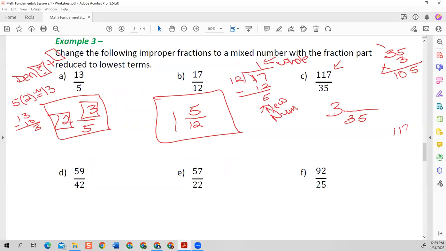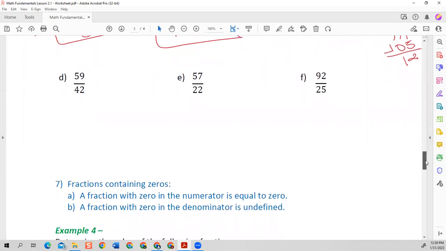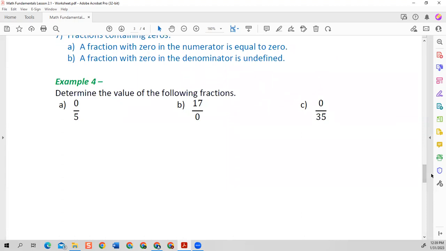So if I take that 117 and subtract that 105, what do I get? 7 minus 5 is 2, 1 minus 0 is 1, and then 1 minus 1 is 0. So 12 doesn't reduce. So that is my final answer. All right. I want you to do D through F and ask me during class. Or you can set up an appointment if you need to talk about it.